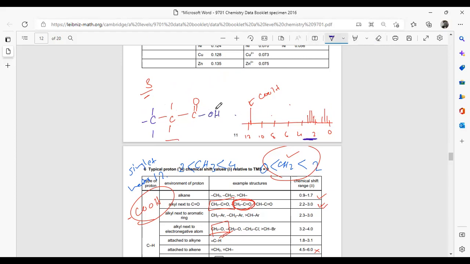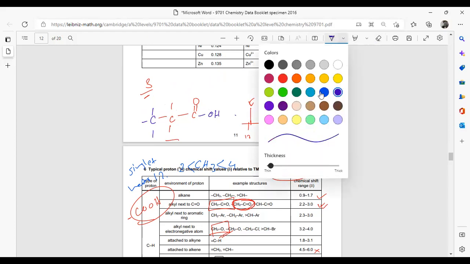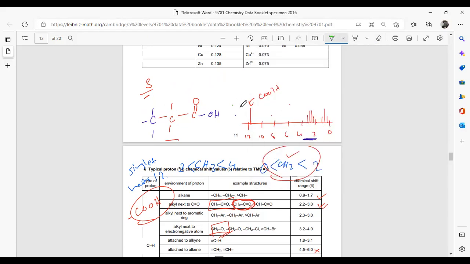So this is CH2 C double OH. Let's again find it out, this time with this structure drawn here. Initially, we know we have 3 environments here. We know there will be 3 environments so far, and we found that there will be 3 carbon atoms. So okay, fine, 3 carbon atoms.